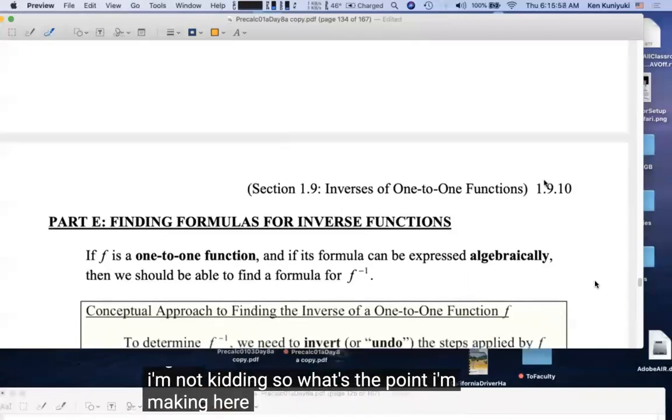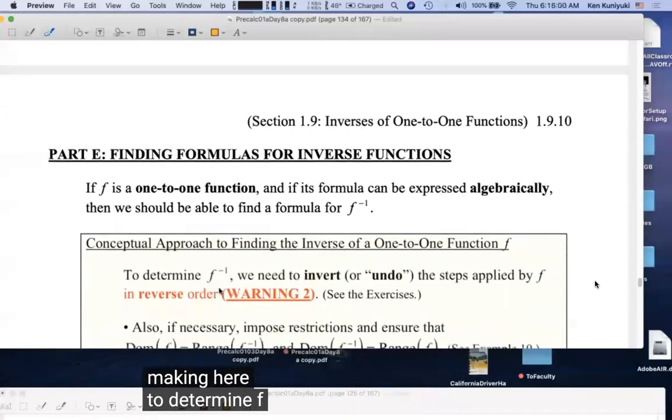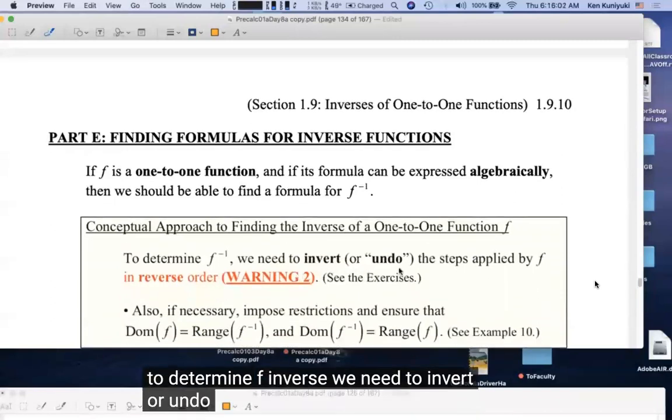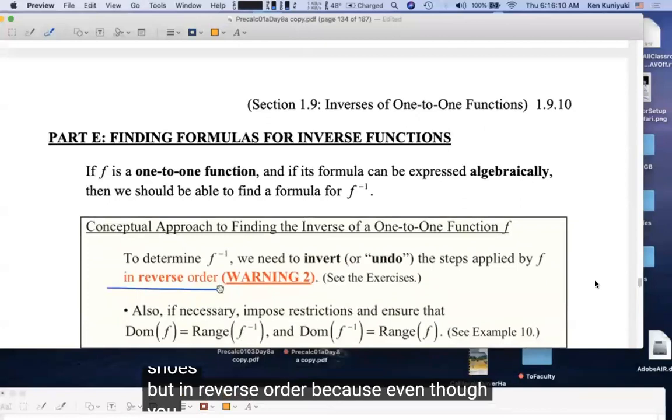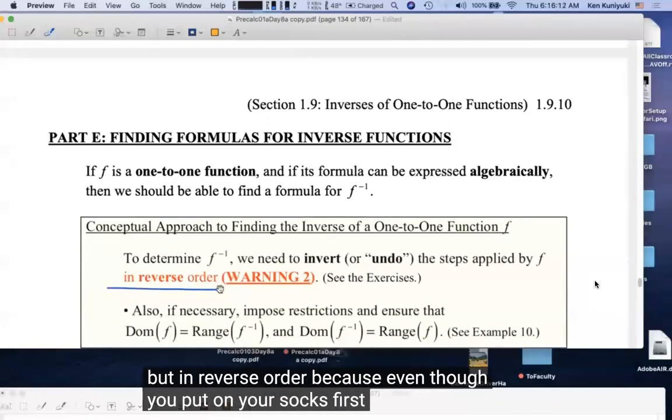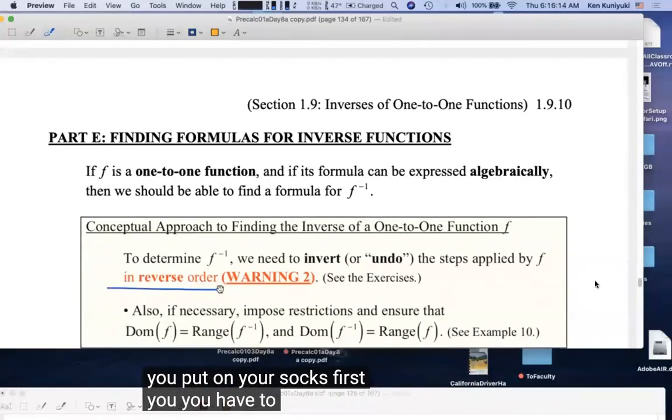So what's the point I'm making here? To determine F inverse, we need to invert or undo the steps, taking off your socks, taking off your shoes, but in reverse order. Because even though you put on your socks first, you have to take off your socks last.